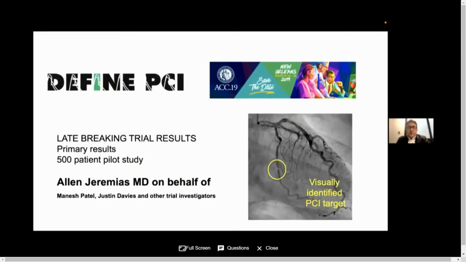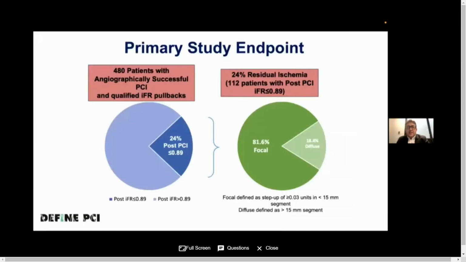We ran a study alongside Manesh Patel and Allen Jeremias's 500-patient pilot study called DEFINE PCI. And this study essentially was looking to see how often we leave patients at the end of the PCI procedure with a physiologically significant lesion still. And if they've got one, is it due to diffuse or focal disease? So this was the first study really to look at this. It was all blinded. When the operator finished doing the PCI, they had to say, I've finished. The screen was turned around. They made a measurement, blinded, when they did the pullback.